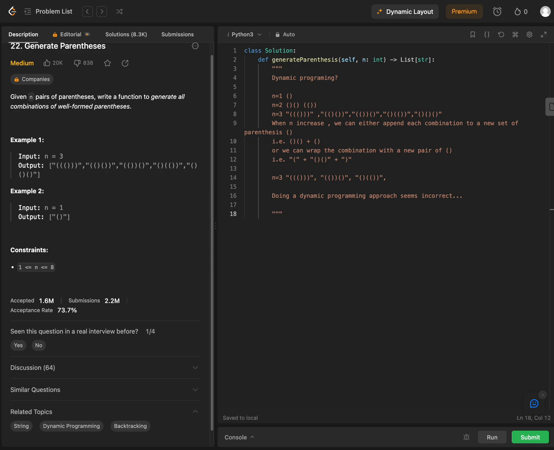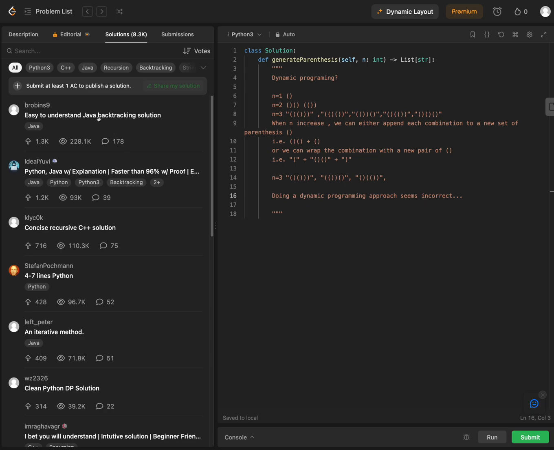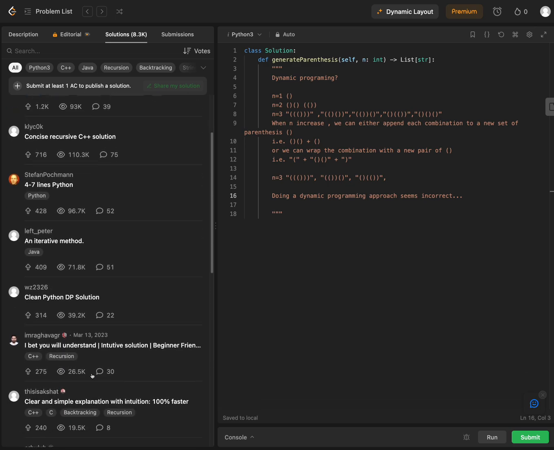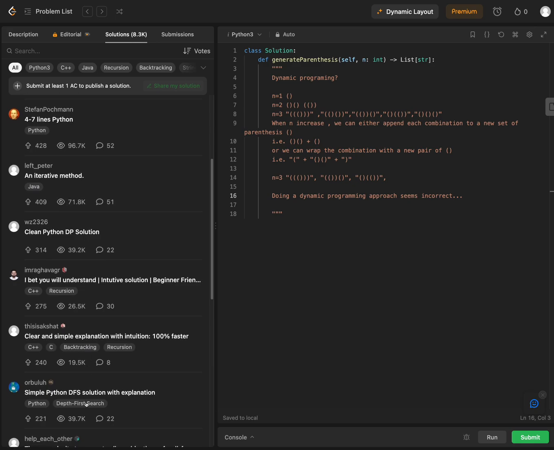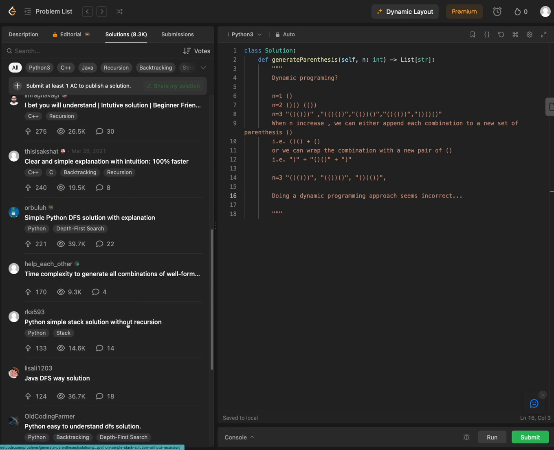Sadly, I don't think I'll be able to solve this question on my own. I will have to take a moment to look at the solution. Yeah, let's just jump right in. There is a recursive solution, four to seven lines of Python. Dynamic programming solution. Intuition. DFS solution explanation. Stack.